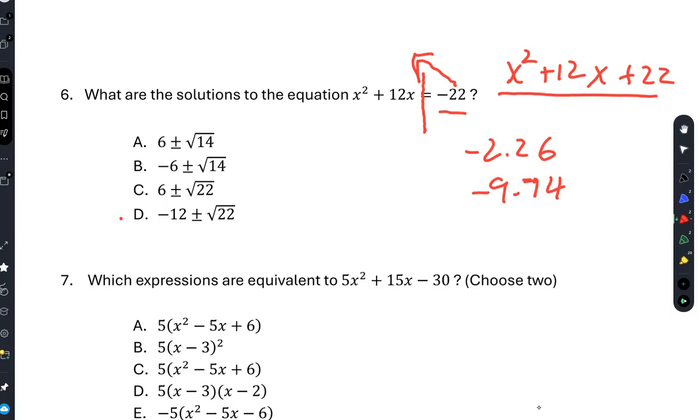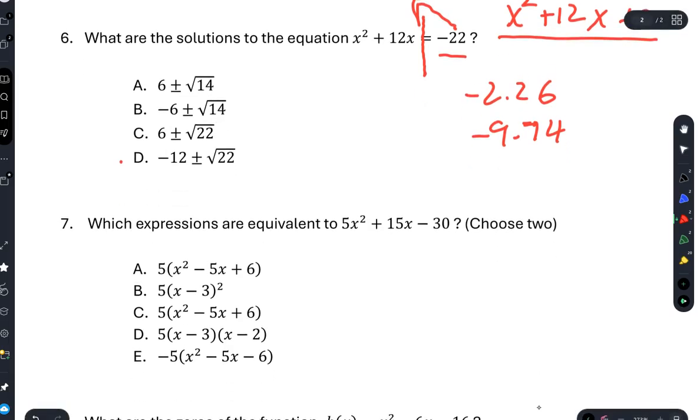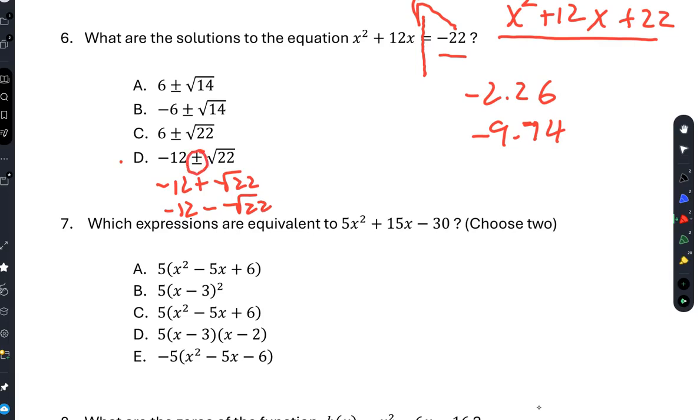So let's just start with D. So -12 plus the square root of 22. Remember, you're going to do -12 plus the square root of 22 and negative 12 minus the square root of 22. That's what that plus minus symbol is. You add one and you subtract one. So let's try the negative 12.